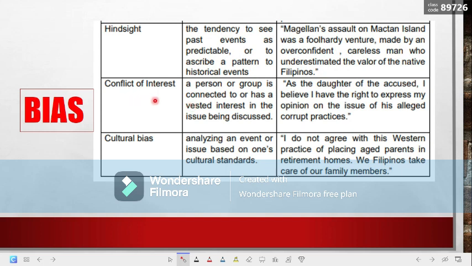Next, conflict of interest. A person or group is connected to or has a vested interest in the issue being discussed. For instance, there's an example: "As the daughter of the accused, I believe I have the right to express my opinion on the issue of his alleged corrupt practices." Obviously, since she's the daughter of the accused, she could of course express her opinion on the issue of his alleged corrupt practices to the person who accused them. Okay? That's conflict of interest.